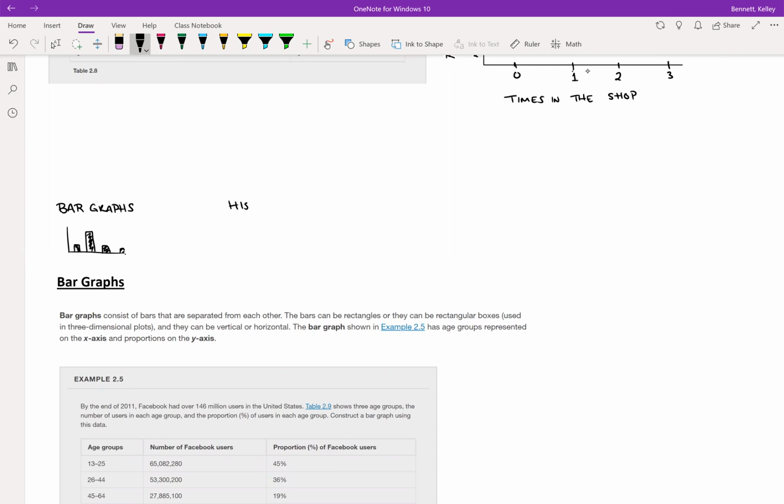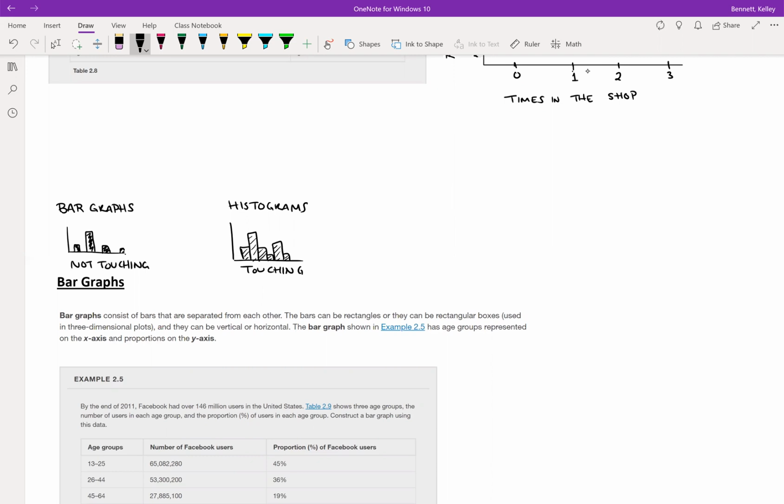Histograms look really similar, but everything is touching. So that's really the main, well, there are other differences, but just visually, that's the main difference, right? So no touching. These ones are smooshed up next to each other.